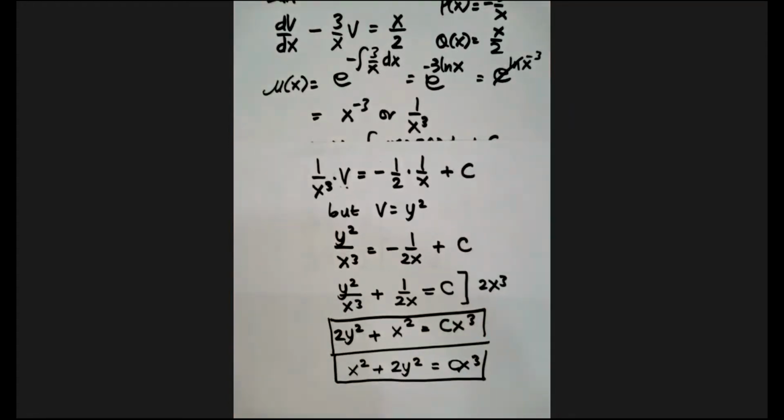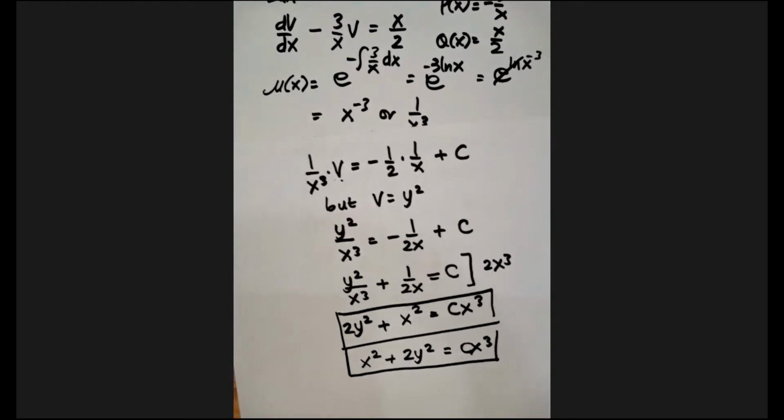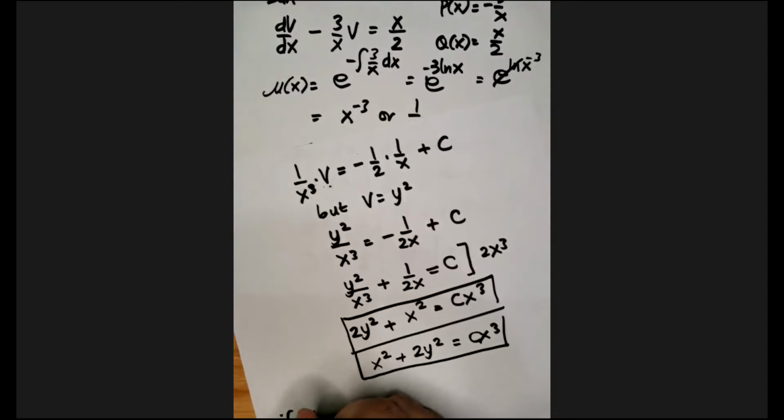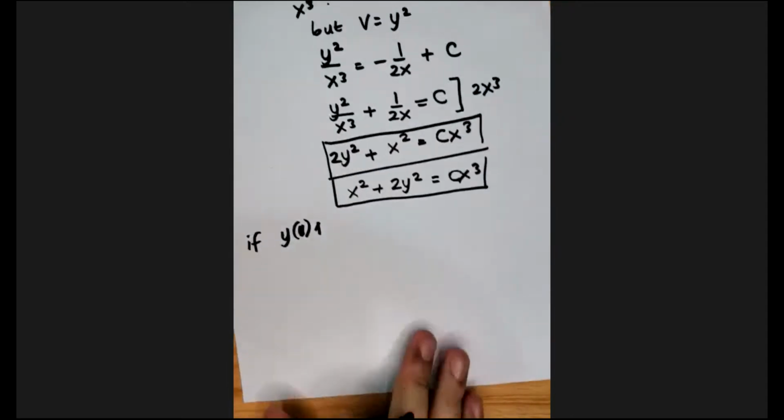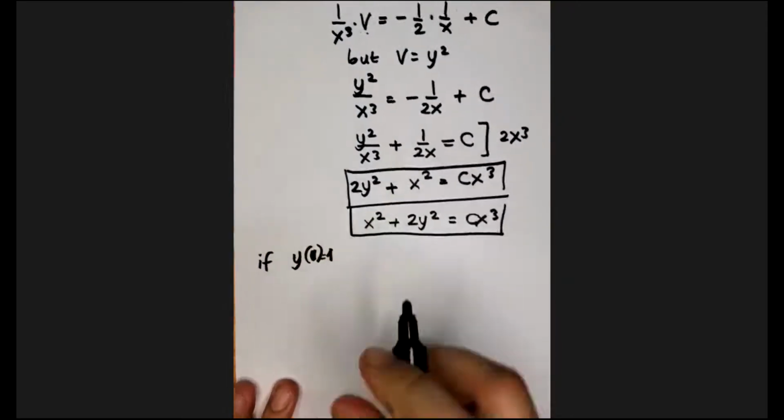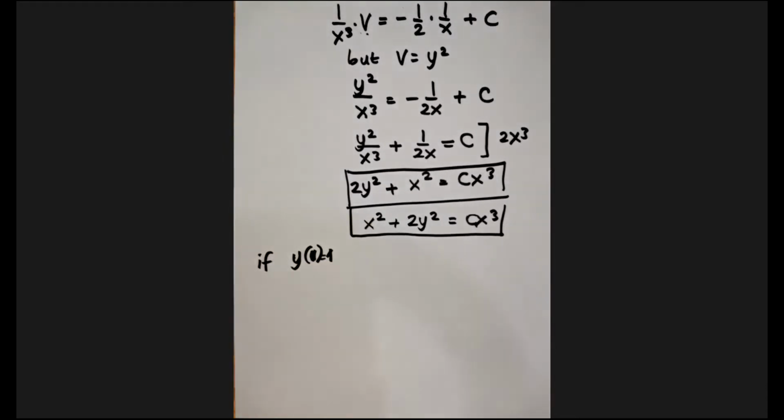Parang may additional dito sa problem. Meron tayong given condition. Sabi dito, okay, when x is 1, y is 1. So what's the particular solution? So we're given an additional condition. So if x is 1, y is 1. And x is 1, y is 1. So we need to find the particular solution.